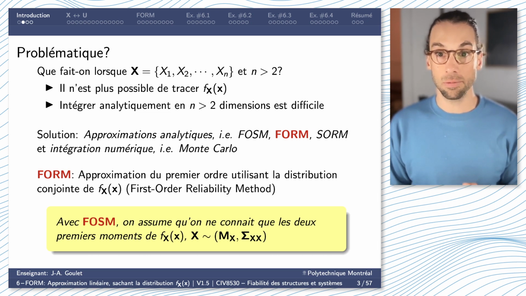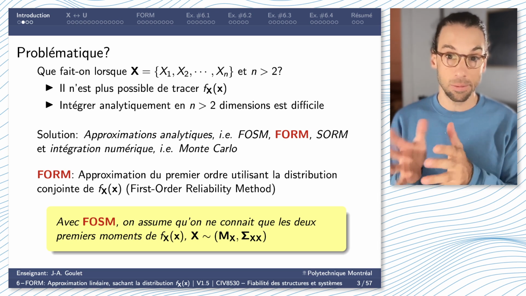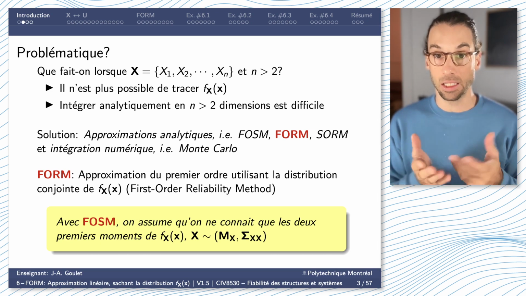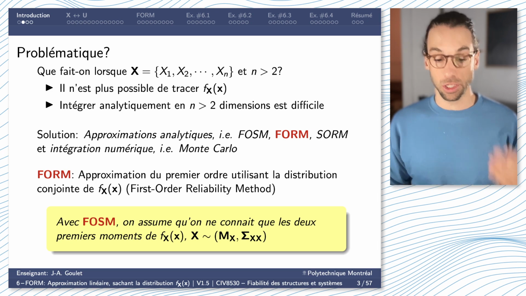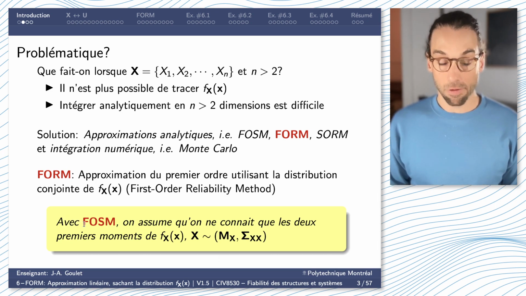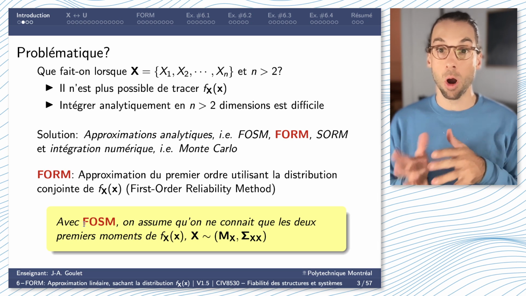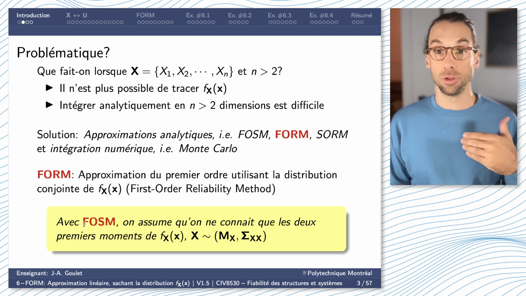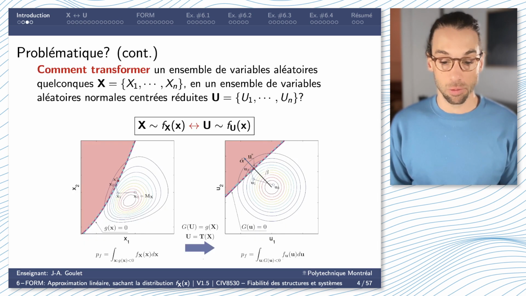So FORM, the acronym for First Order Reliability Method, is going to be a first order method, so a linear approximation of my limit state function, but considering the joint distribution using a variety of cases. It's going to be the most general method we're going to see here, at least the most general in terms of linear approximation. So with FOSM that we saw in Module 5, we were making the assumption that we only knew the first two moments of my joint distribution, which was akin to modeling it as a jointly normal distribution. We're not going to do this approximation in FORM anymore.